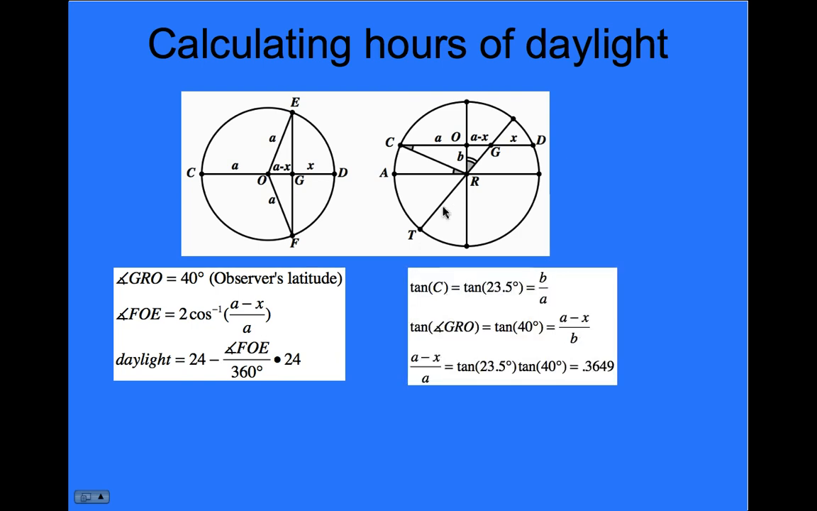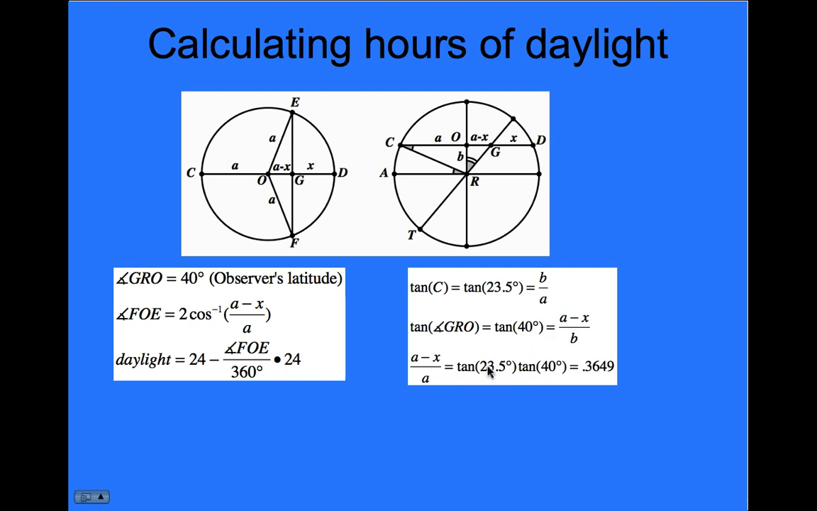However, check this out. From the side view, tan of angle C, which is up here, which is the same as angle ARC, is B over A. Now we don't know B or A. And tan of GRO, which is tan 40, is A minus X over B. Now we don't know any of these things. However, check this out. If I multiply these two things together, the B's cancel out, and I learn that A minus X over A is tan 23.5 times tan 40.